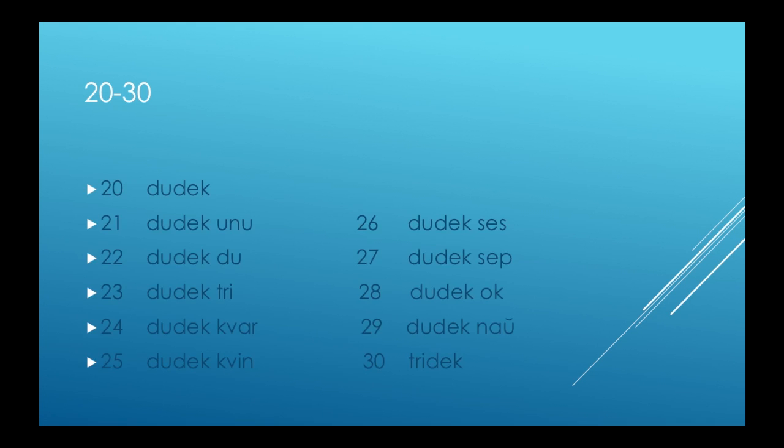Numbers 20 to 30 just repeats the pattern that we used on the last slide. So now instead of having dek, you have dudek. Dudek unu, dudek du, dudek tri, dudek kvar, dudek kvin, dudek ses, dudek sep, dudek ok, dudek nau, tridek. If you can understand this pattern, you can count all the way up to 99. It's exactly the same. You don't change anything.